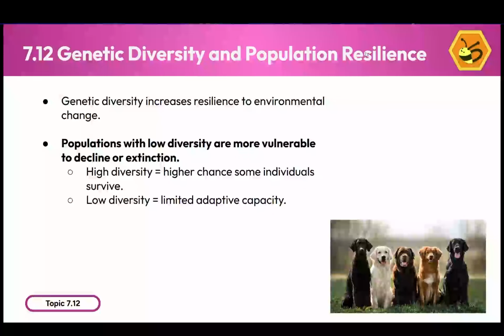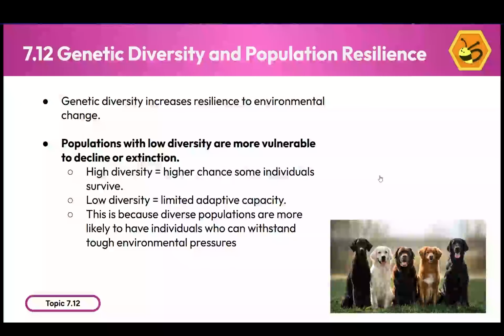So, populations: if a new species or disease or climate event hits, it's more likely that at least some individuals will have the traits that help them survive. In contrast, low diversity populations are more vulnerable. There's less chance that someone has the right traits to handle the change.